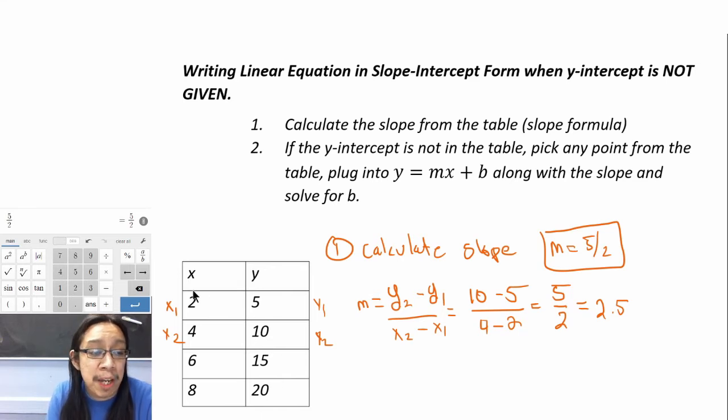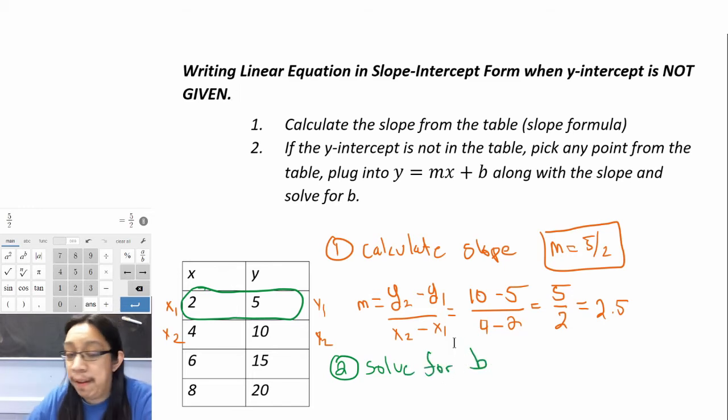So in this case, what I'm going to do is just go ahead and choose 2, 5 because the numbers are smaller. So now that we've actually chosen 2, 5, what do we do with that? Here's what we're going to do. We are going to solve for b. And here's how we're going to do it.